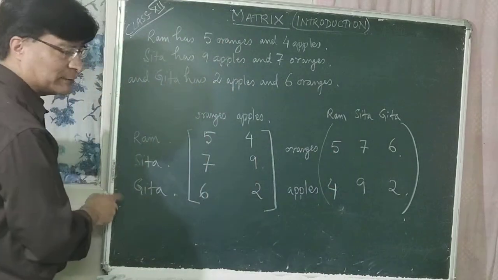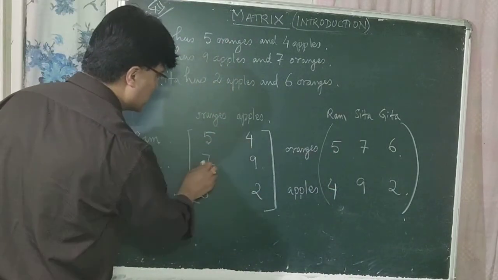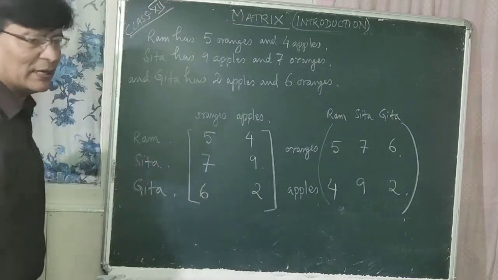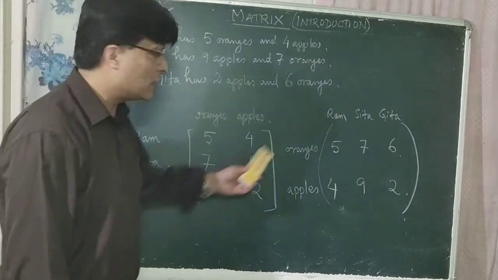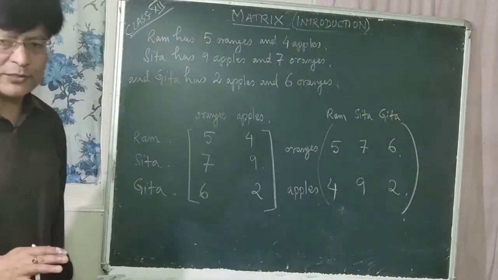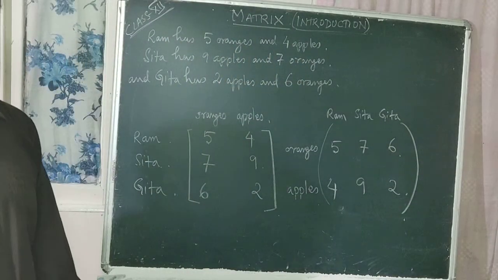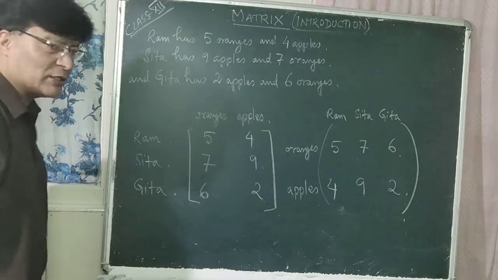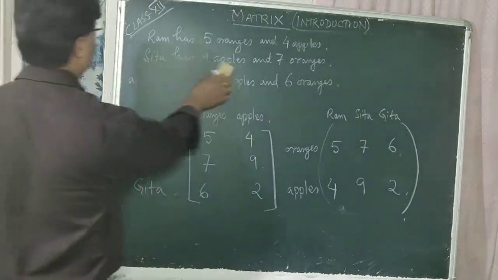So in this case, these 5, 4, 7, 9, 6, 2 are known as the elements or members of the matrix. Here also these 5, 7, 6, 4, 9, 2 are known as the elements or members of the given matrix. Okay.